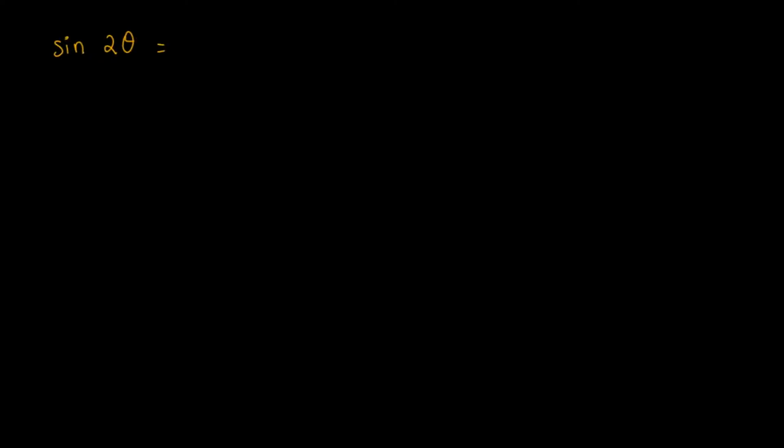Now you can write this as the sine of theta plus theta. What we use here is the sine of a plus b, since it's just a sum of two angles, although they are just the same. Sine of a plus b is equal to sine a cos b plus cos a sine b.